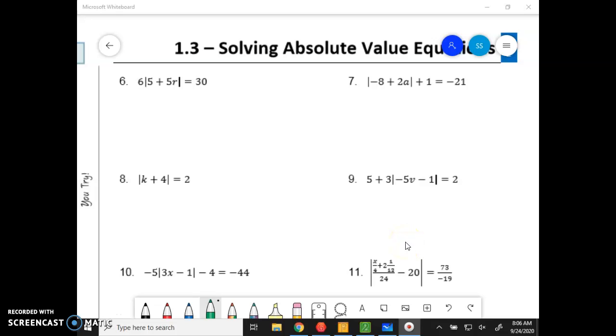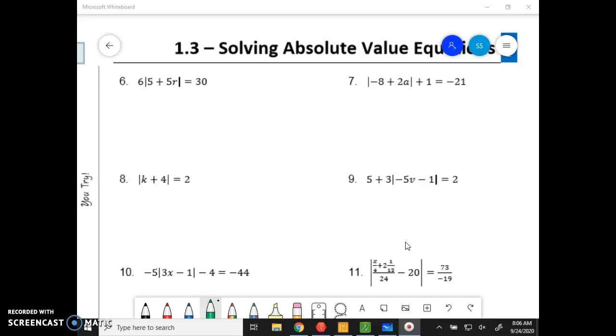Okay, here we go. This is the second video for 1.3, solving absolute value equations. All right, so really nothing new to learn today, just going over some possibly more difficult problems. So let's look at number 6, pretty similar to the stuff we were doing yesterday.